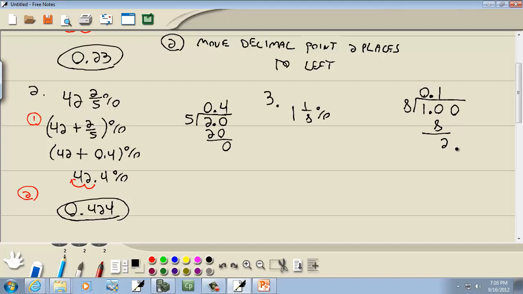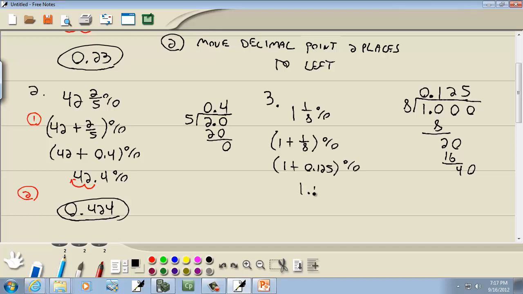Add another 0. Put a 0 there. 8 goes into that 2 times. 2 times 8 is 16. Subtract that. Add another 0 on. And 8 does go in 40 5 times. So again, this is a mixed number. And it looks like 1 plus 1/8%. And we just said 1/8 was 0.125. So adding these together, that gives us 1.125%.